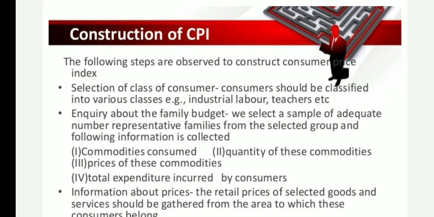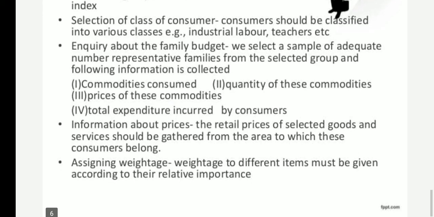While collecting the data, we have to take a large number of houses so that the variation will decrease. If you take a small size, then the error increases. To decrease the error, we should select more households for the inquiry. What information is collected? Commodities consumed, quality of these commodities, prices of these commodities, and total expenditure incurred by consumers.